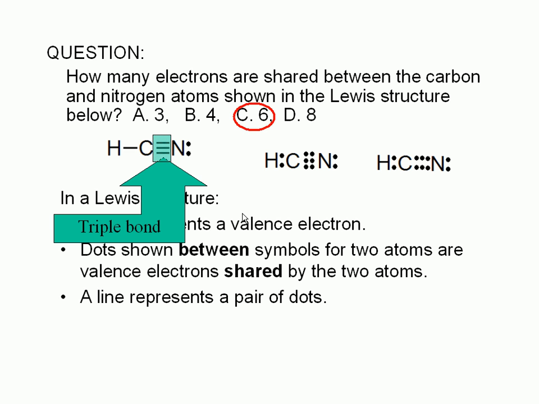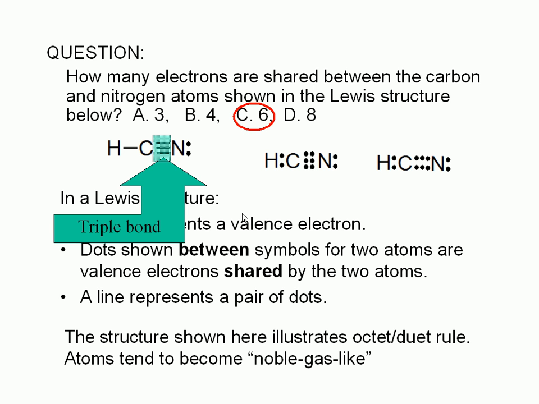The structure shown here illustrates what's known as the octet or duet rule. When nonmetals share electrons, they do so in a manner that makes it seem like the atoms are surrounded by 8 valence electrons, or by 2 electrons in the case of hydrogen. In doing so, we say that the atoms become noble gas-like.